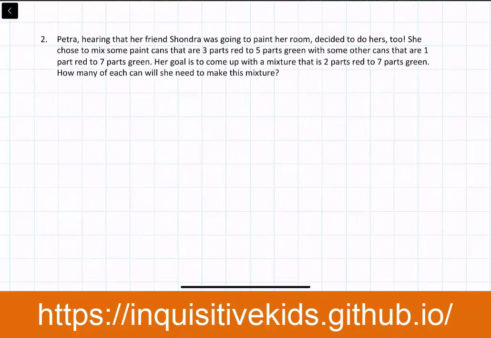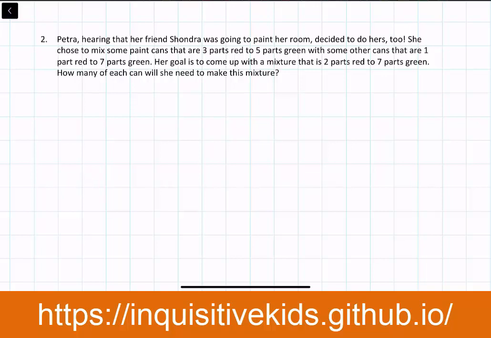Now let's take a look at our second problem. Petra, hearing that her friend Shondra was going to paint her room, decided to do hers too. She chose to mix some paint cans that are 3 parts red to 5 parts green and some other cans that are 1 part red to 7 parts green. Her goal is to come up with a mixture that is 2 parts red to 7 parts green. How many of each can will she need to make this mixture?